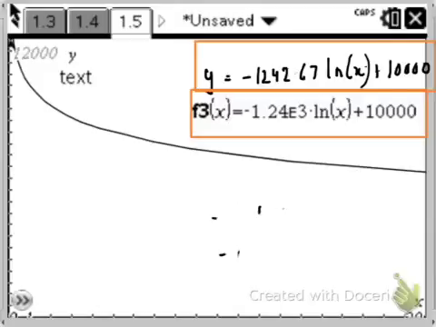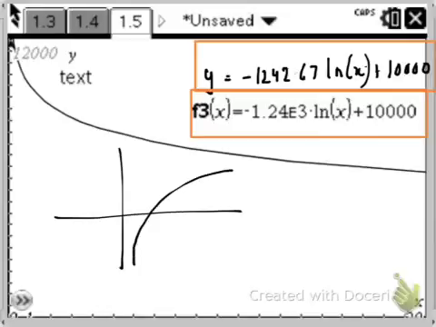Just get rid of that now. See, it's a log graph there. Now just remember a few things about log graphs. The normal log graph, remember, goes like that, and we've got a negative out the front here, so the log graph will be that sort of shape there.